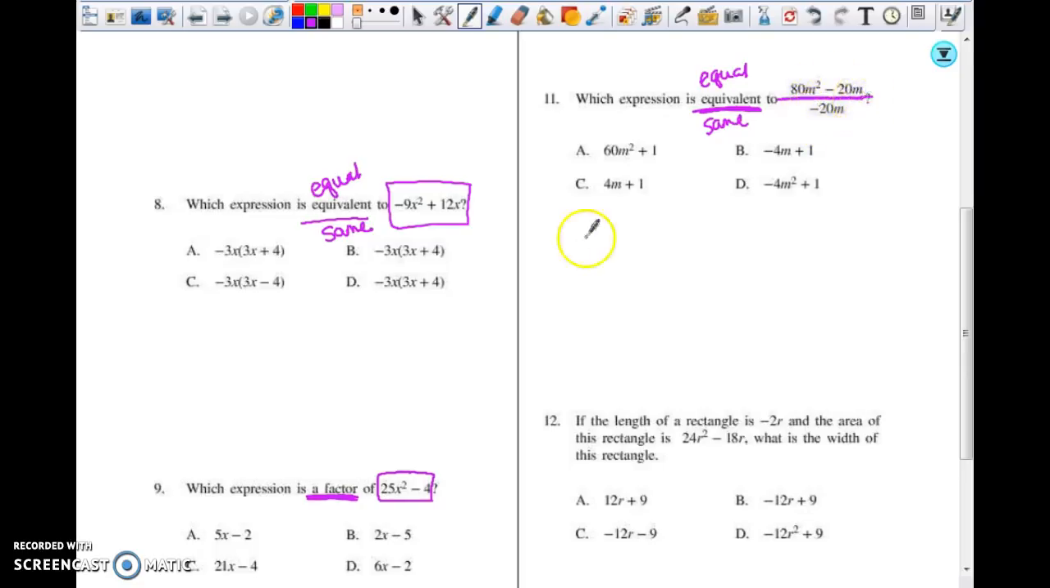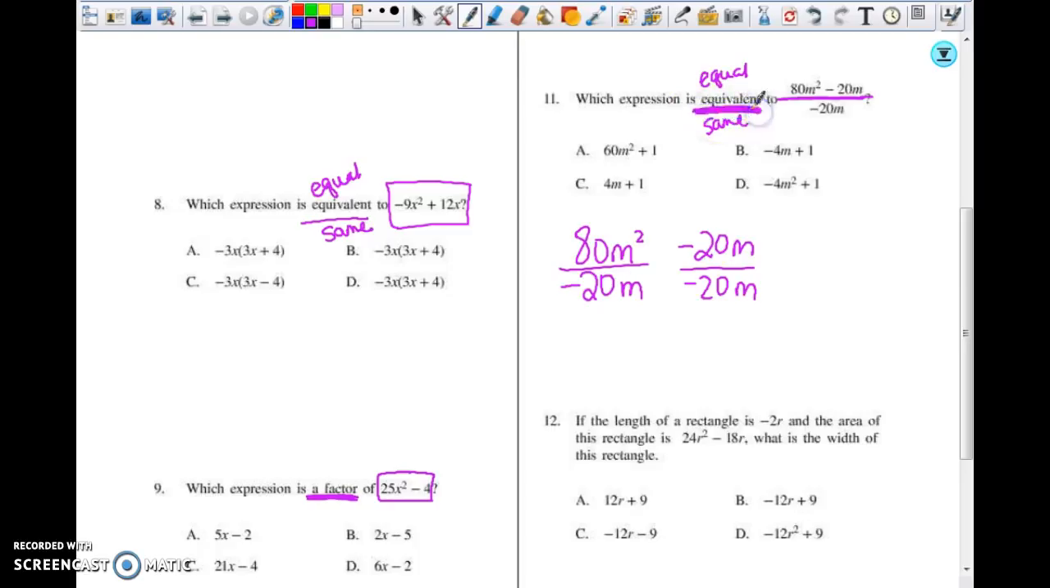We separate it. So I have my 80m squared minus 20m, and you take each one and separate it. That's over 20m, and that's over negative 20m. Okay, so if you're doing it by hand, this is how you do it. And then you just go coefficient by coefficient, variable by variable, okay? If you're not doing it by hand, I should not need to tell you how to do this.